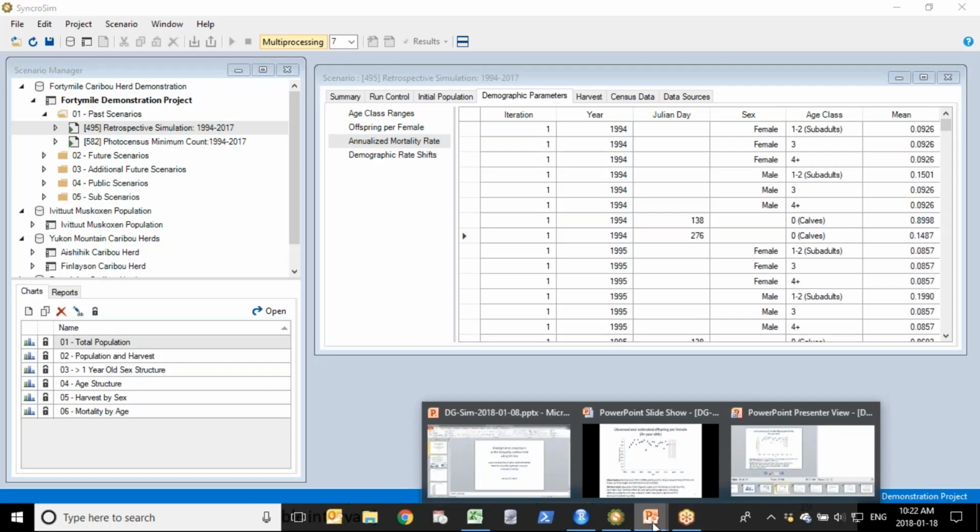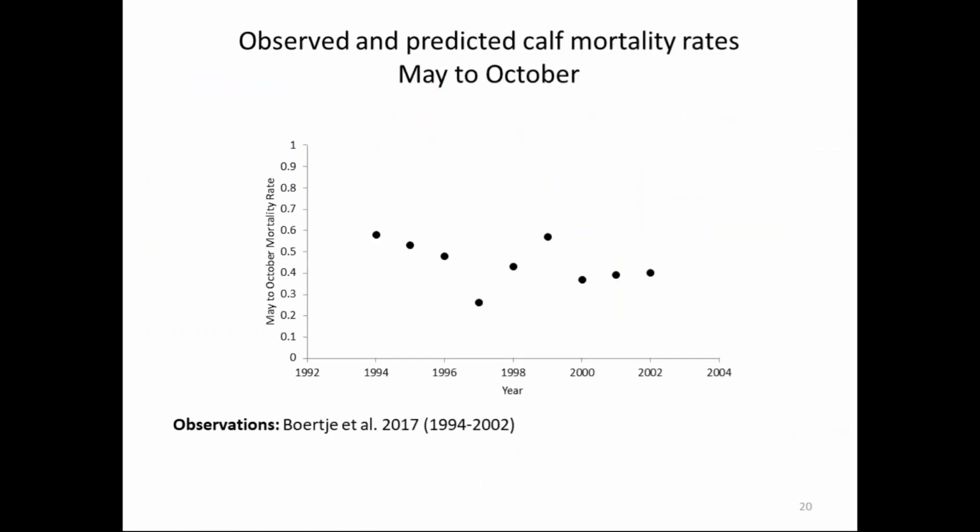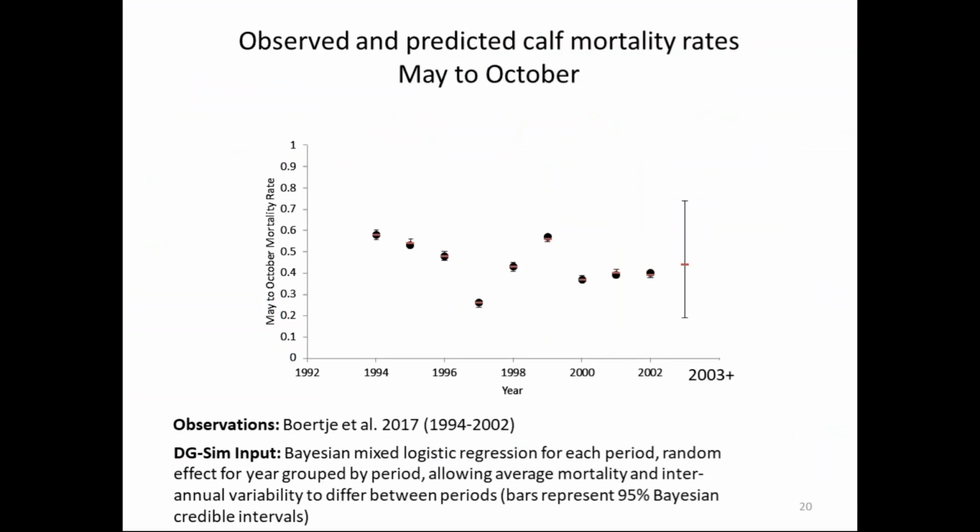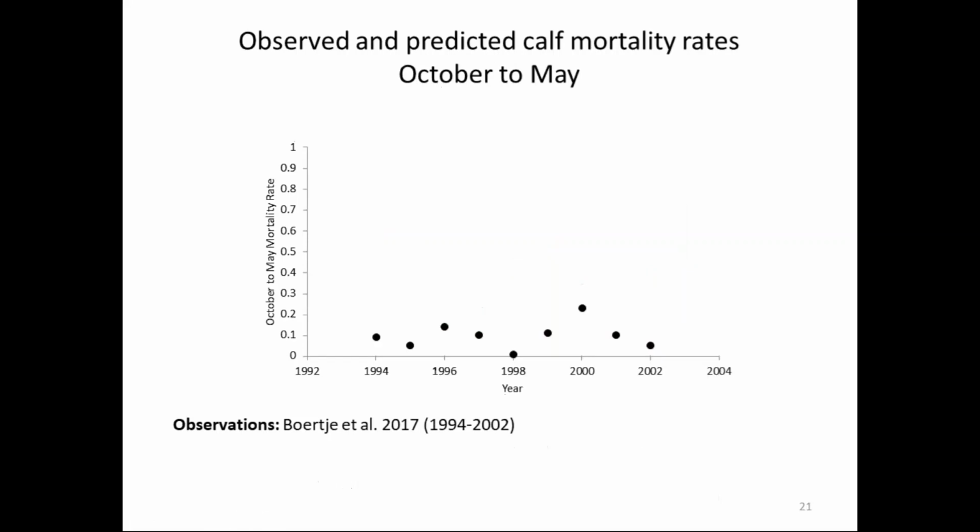So again, just to show you what that data actually looks like. So here's the May to October observed mortality rates for calves. And here are the 95% Bayesian credible intervals. And you can see that starting in 2003, when we no longer have data, there's a lot more uncertainty in the distribution that we're including as an input for calf mortality rates. And so you'll see that in the model projections, starting in that year, there starts to be more uncertainty around the model projection of the number of individuals in the population.